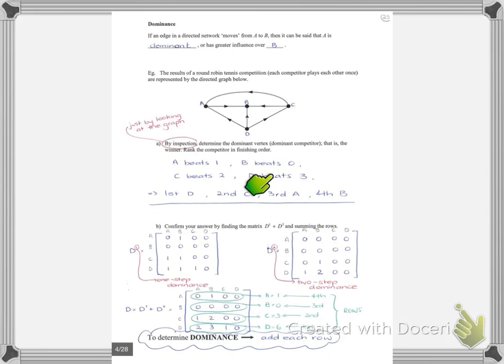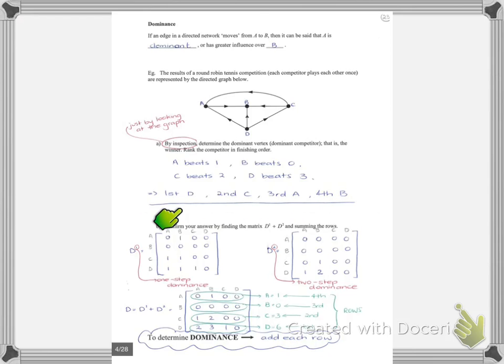D beats all 3 players. You can see that D can beat A. It can also beat or dominate B, and D can defeat or dominate C. So that means D is the dominant vertex. So we can now rank them in order. So we've got in first place D, because it can beat all 3, second place C, third place A, and fourth place B.